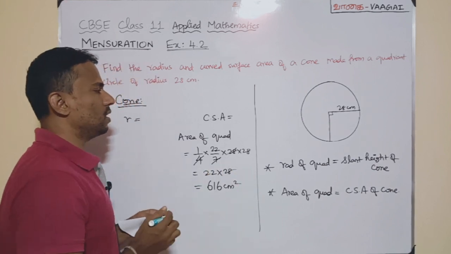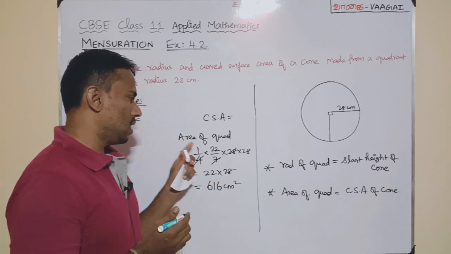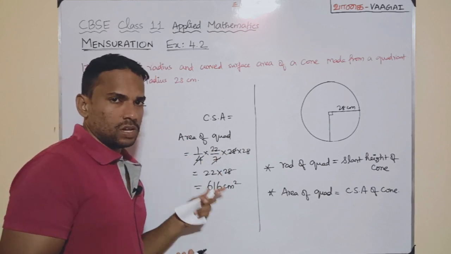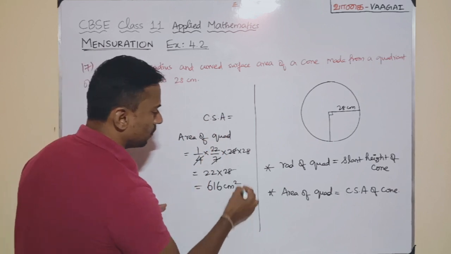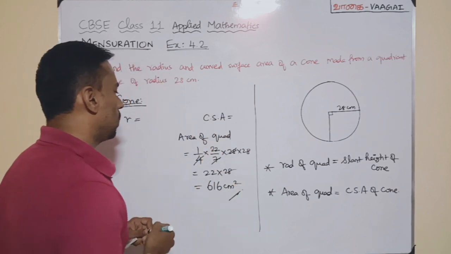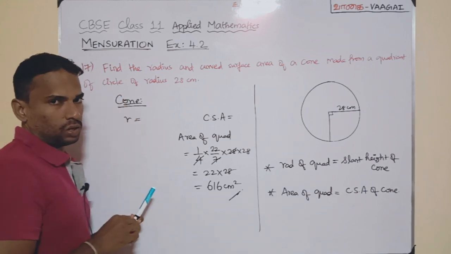So this will be the CSA of this cone formed, because the area of the quadrant will be the same as the CSA of the cone. So the CSA of the cone is what we got, 616 centimeters square. That's it. Now the next thing we have to find is the radius of this cone.